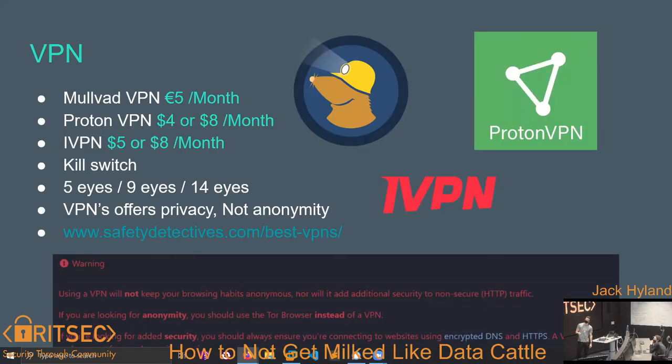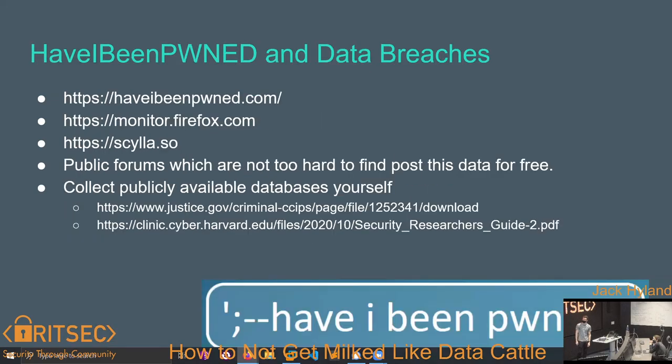VPNs. If you're into that, Mullvad. These are the three that are kind of the standard for privacy. There's IVPN, Proton, and Mullvad. They're each pretty affordable. They have kill switches. They're outside of 5, 9, and 14 eyes. All that good stuff.